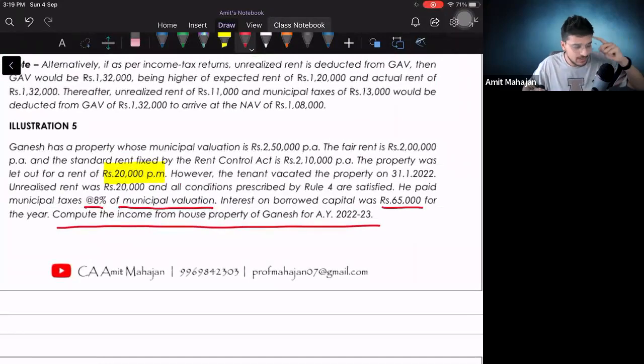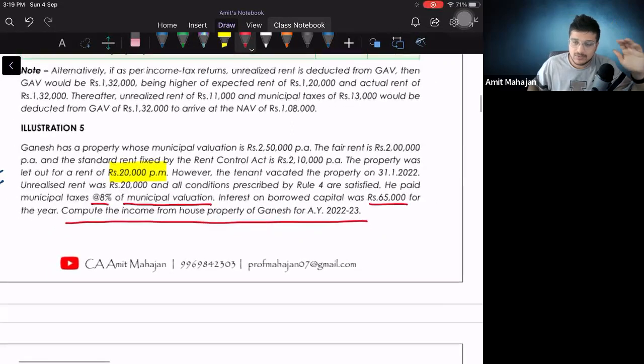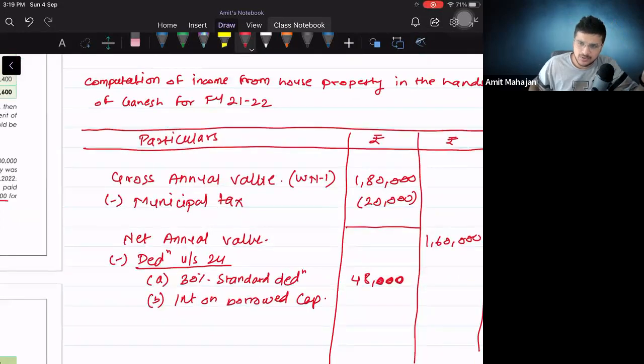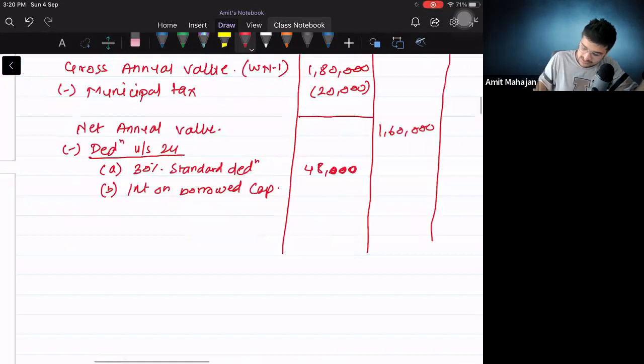65,000. Now before applying this, just identify, will I be able to get the entire amount as deduction? Just wait before writing any interest on borrowed capital. Will I be able to get the deduction of 65,000? It is a let out property, right? So I can get the entire deduction, right? So I will get the entire deduction of 65,000.